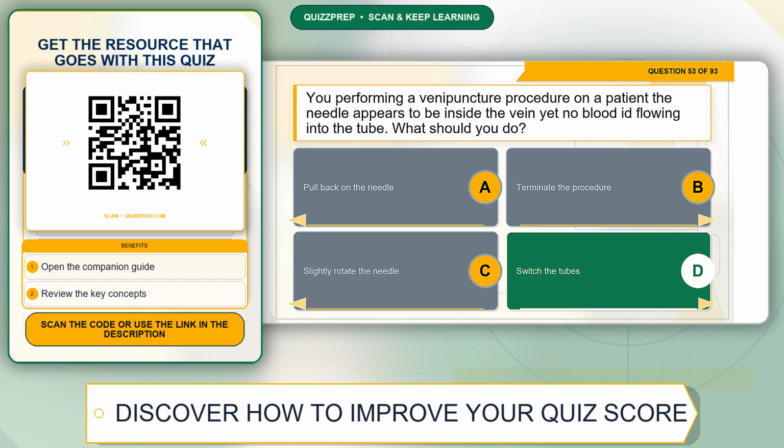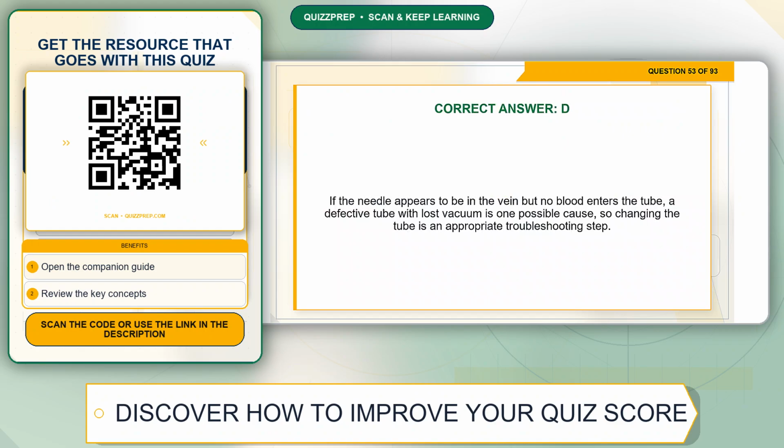The correct answer is option D, switch the tubes. Explanation. If the needle appears to be in the vein but no blood enters the tube, a defective tube with lost vacuum is one possible cause, so changing the tube is an appropriate troubleshooting step.